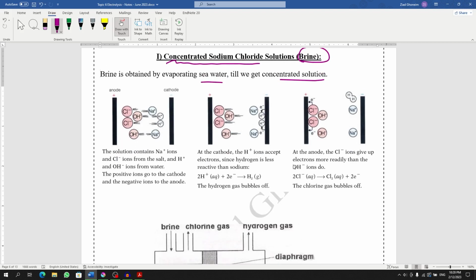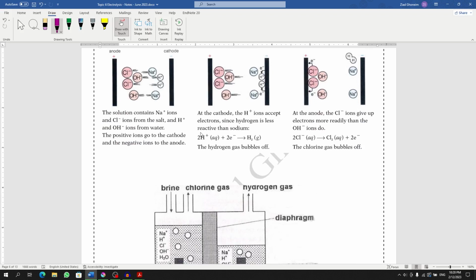And the reactions that happen: the solution contains sodium and chloride ions from the salt, and hydrogen and hydroxide ions from the water. The positive ions, the sodium and the hydrogen, will be attracted to the cathode, while at the anode we will have the hydroxide and the chloride. At the cathode, the hydrogen will be the one to discharge, and we have explained that whole part, since hydrogen is less reactive than sodium.